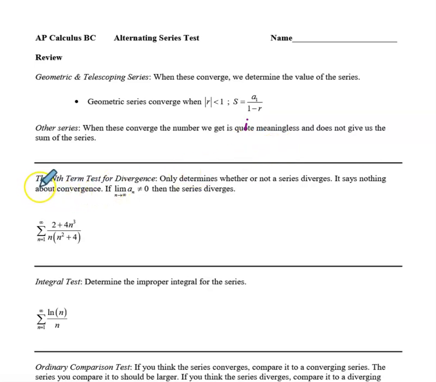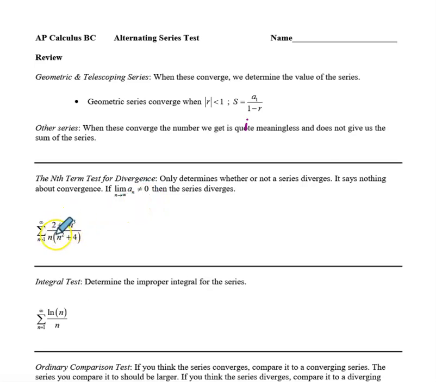We also learned the nth term test for divergence. This only determines whether or not a series diverges. It tells us nothing about convergence. So all we can say is that if the limit of the underlying sequence as n approaches infinity is not equal to 0, then the series diverges.